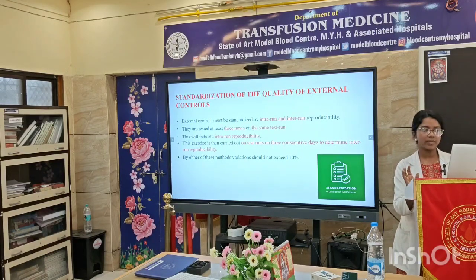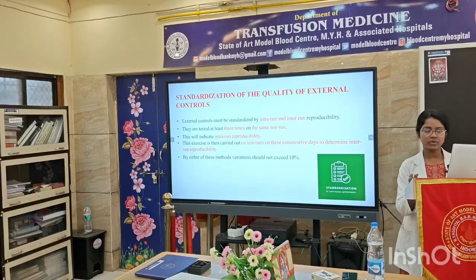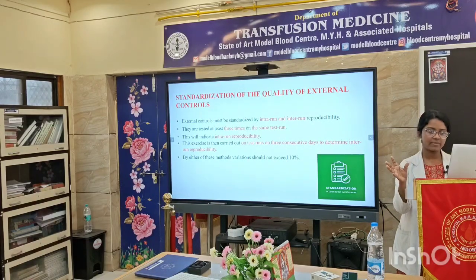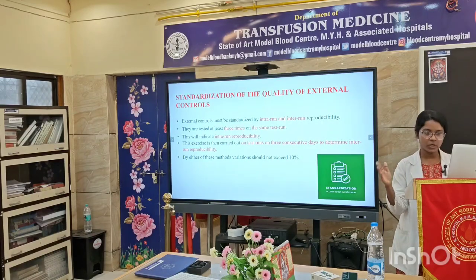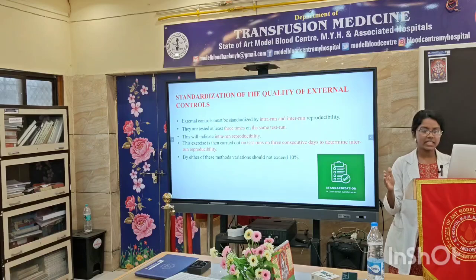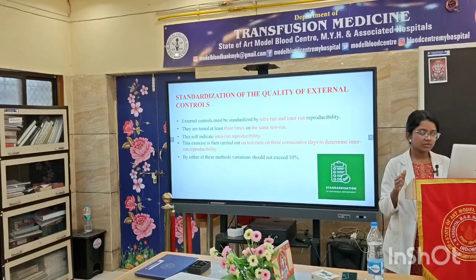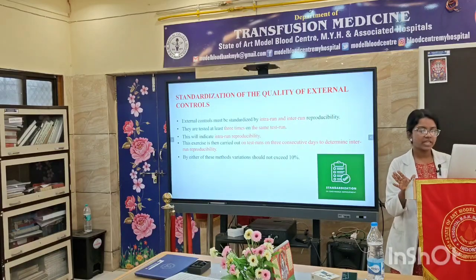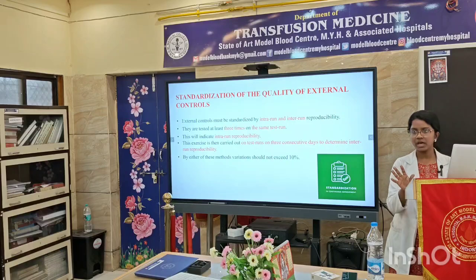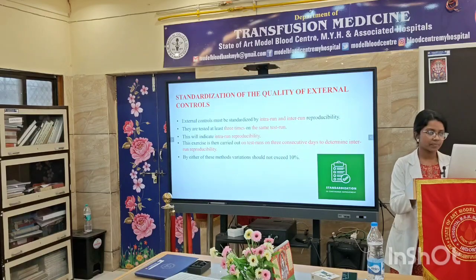The external controls must be standardized by intra-run and inter-run reproducibility. They are tested at least 3 times on the same test run. In this way, we will produce the intra-run reproducibility with the same test. This exercise is then carried out on test runs on 3 consecutive days. In this way, we can get the inter-run reproducibility, if it is producing the same result again and again on the same day and on 3 consecutive days. By either of these methods, the variation should not exceed 10%. Then our test is standardized.